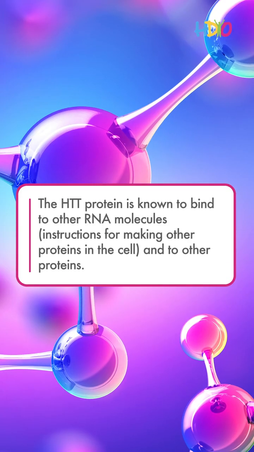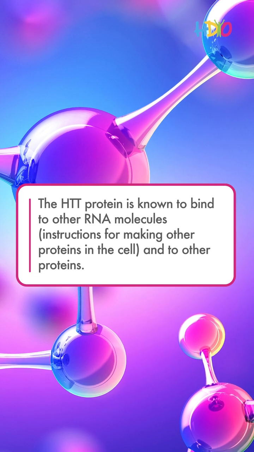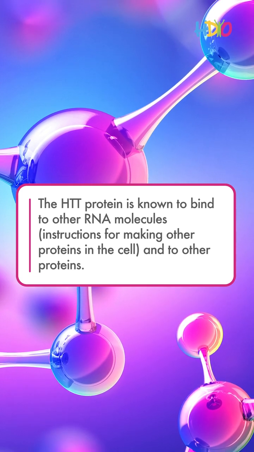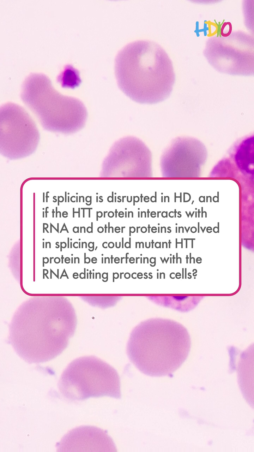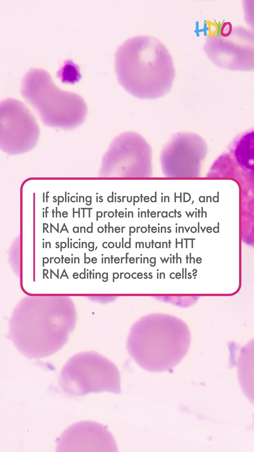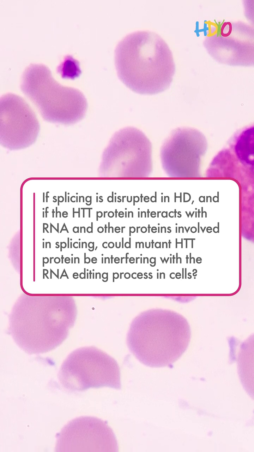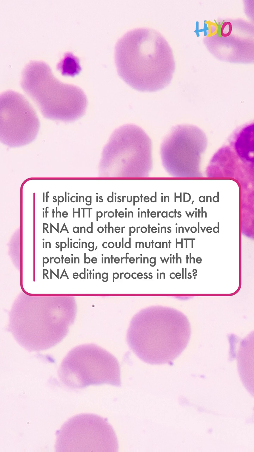The HTT protein is known to bind to other RNA molecules and to other proteins. If splicing is disrupted in HD, and if the HTT protein interacts with RNA and other proteins involved in splicing, could mutant HTT protein be interfering with the RNA editing process in cells?